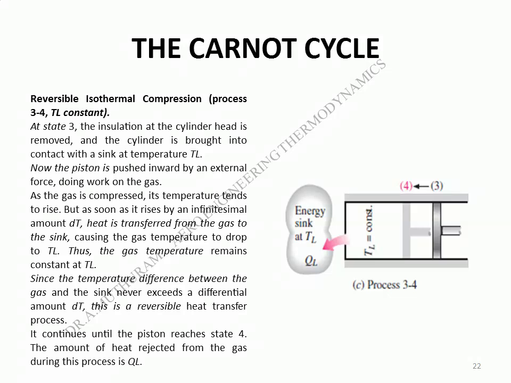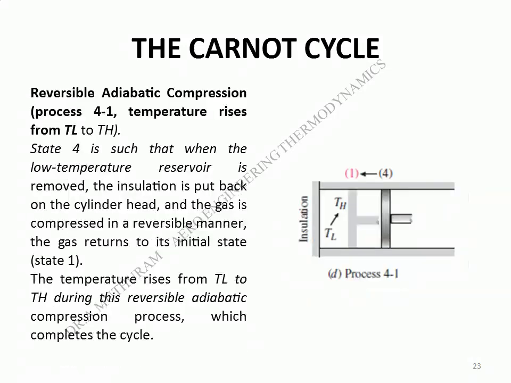Since the temperature difference between the gas and the sink never exceeds a differential amount dT, this is a reversible heat transfer process. It continues until the piston reaches state 4. The amount of heat rejected from the gas during this process is QL. Reversible adiabatic compression, process 4 to 1, temperature rises from TL to TH.